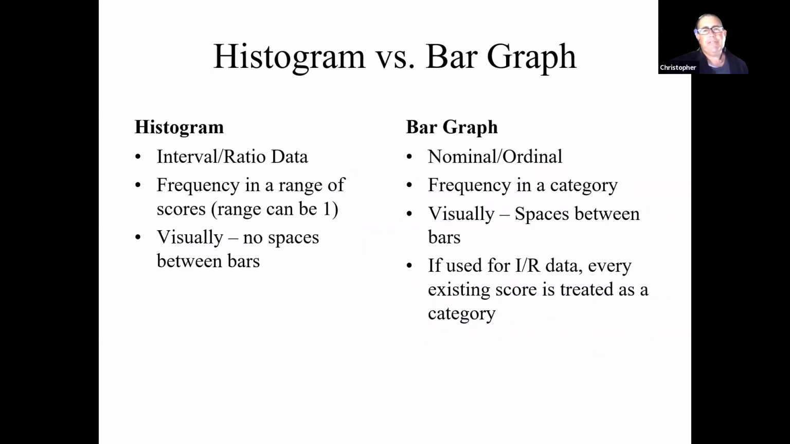All right, just to review the differences between the histogram and the bar graph. Histograms are for interval ratio variables. The frequency is a range of scores. That range of scores could possibly be 1, but it is always representing a range. And visually, there's no spaces between the bars. A bar graph, on the other hand, is graphing a nominal or an ordinal variable. It graphs the frequency or the percentage in a category, and visually, you will see spaces between the bars. If you accidentally use one of these with interval ratio variables, every existing score gets treated as a category, and it's going to be incorrect.